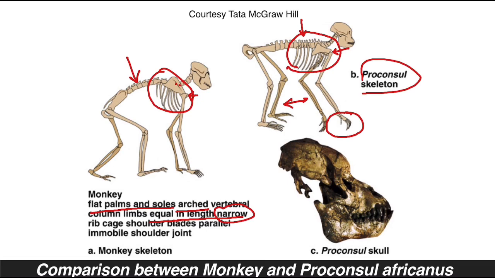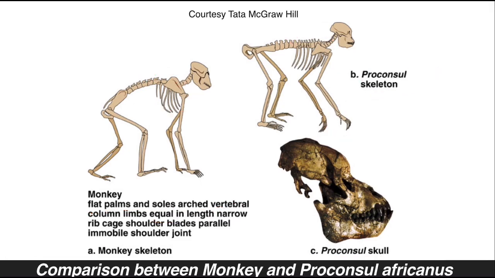And why am I showing you the difference between proconsul and monkey? Because we have a common ancestor, and proconsul was the point from where we diverged; monkeys branched out as different organisms and we branched out as a different organism. So the first organism showing differences was proconsul, hence I am comparing it with the monkeys. In image C, I've just shown the skull of the proconsul africanus, where you can see the basic skull, frontal mouth part and the teeth.